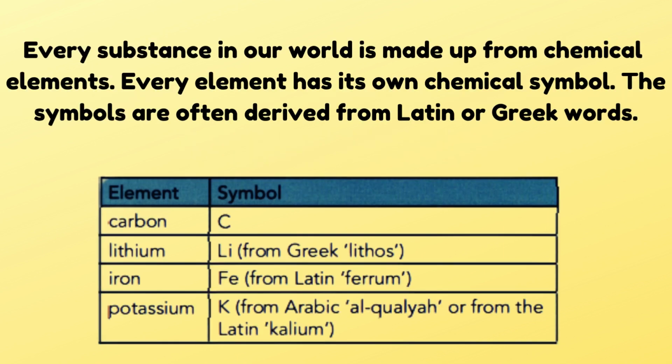Every substance in our world is made up from chemical elements. As we know, every element has its own chemical symbol, and most of the symbols are derived from Latin or Greek words. Here some examples are shown. Carbon symbol is C, lithium Li from the Greek word lithos, iron Fe from Latin ferrum, potassium K from Arabic alquilia or from Latin kalium. So this is how each and every element is getting the symbol.